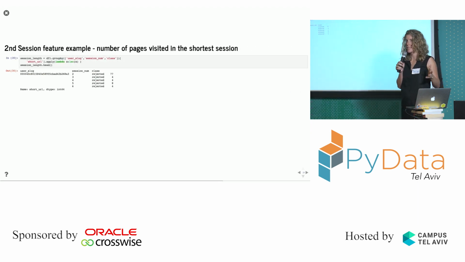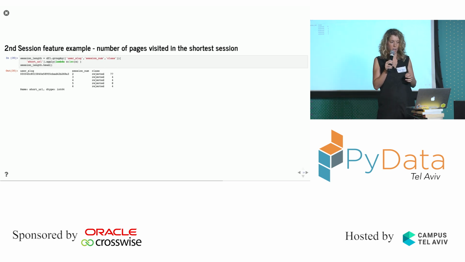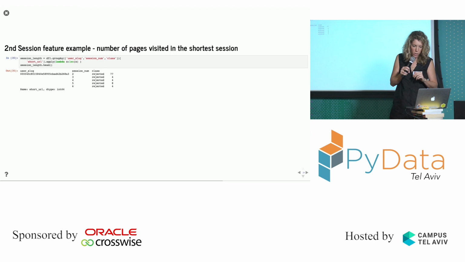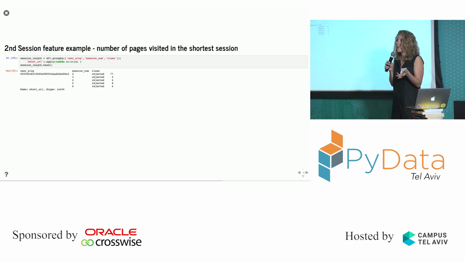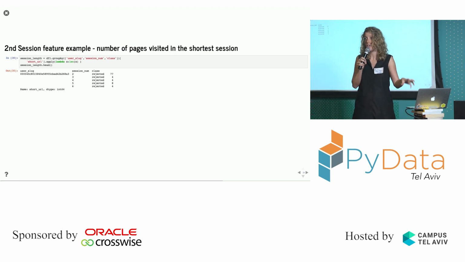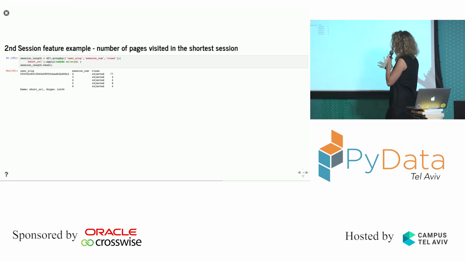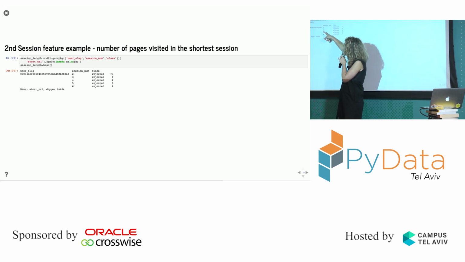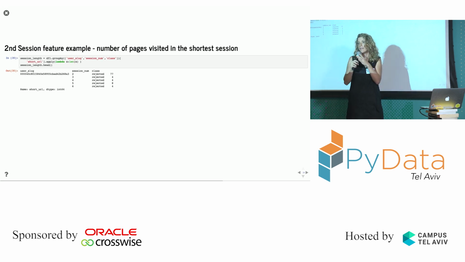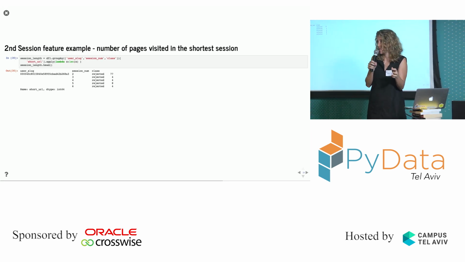Okay, now another example of a feature I looked at and got into the model also is the number of pages visited in the shortest session. So again, I also tried the minimum, the maximum, the average. Here I showed the minimum. So what did I do here? Again, I took my data frame, I grouped by the user and the session number, and this time I looked at the URLs and just applied length on the list of URLs, and from that I get the number of pages the user visited in each session.